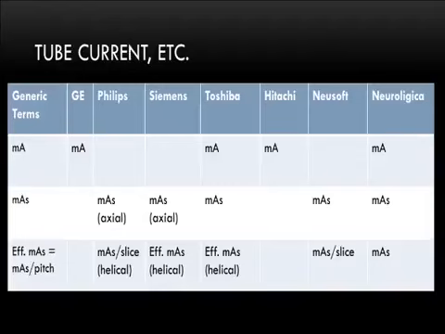So here is, from the lexicon point of view, a map to which manufacturer does what and under what conditions. For example, Philips and Siemens use MAS for these axial scans, but they'll use effective MAS or MAS per slice for helical scans. So you may see both on your user interface. Sometimes you'll see the MAS if it's an axial scan. Sometimes you'll see effective MAS or EFF.MAS.